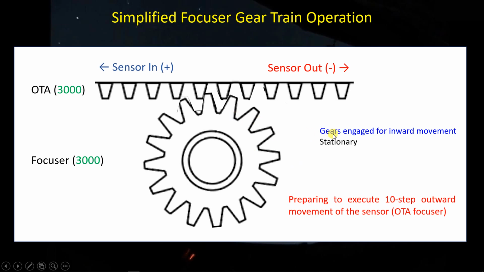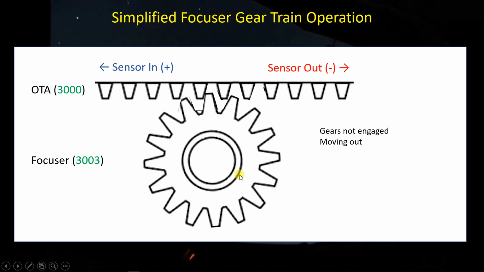Okay, so let's go on to our scenario here. Again, we're starting with the assumption that the gears are engaged for inward movement and nothing is moving at this stage. All right, now we issue a command to tell the focuser to move the sensor outward by 10 steps. We're changing the focuser's position, that is this guy's position, but we want to change the sensor's position. That's what matters in terms of focus. So in this example, we're going to move outward by 10 steps, which means we need to deal with this backlash here.